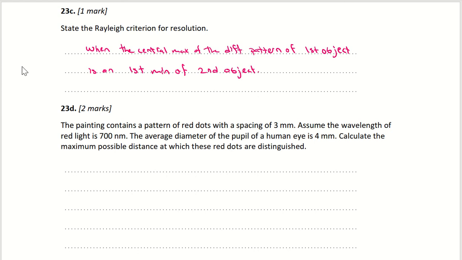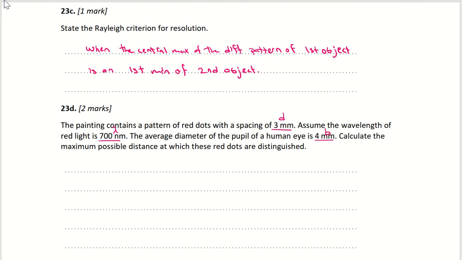Now let's do some solving here. He's saying the painting contains a pattern of red dots with spacing of 3 millimeters. So this is the distance between the two red dots, the space between two dots. I'm going to say that this is the small d. Assume the wavelength of red light is this much. The average diameter of the pupil of a human eye, so it's a circular aperture.